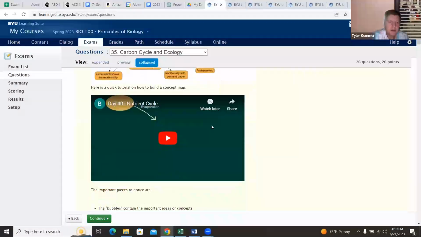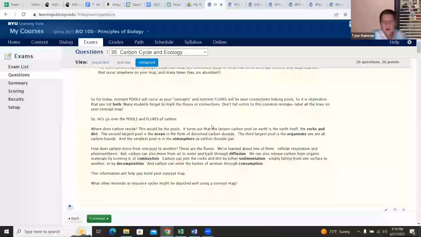Carbon cycle and ecology. There are all sorts of nutrient cycles that happen in our ecosystems. And a model of that is what the cycle is, right? We're showing various parts of an ecosystem, sometimes living, sometimes non-living, and we're showing how carbon or water or nitrogen or phosphorus moves within that system.